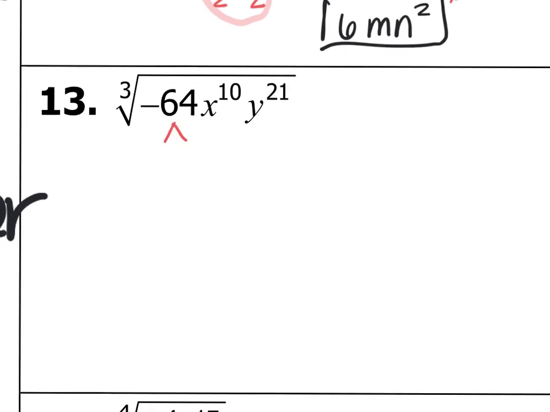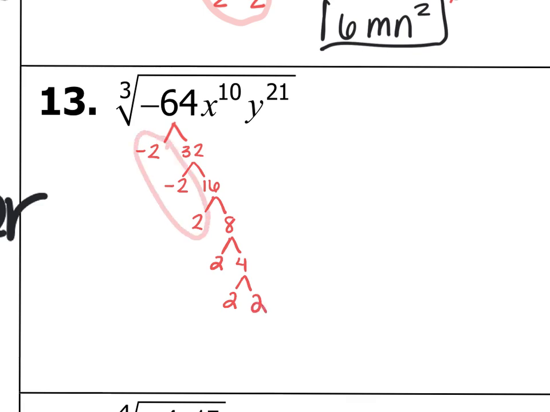Here I'm going to do another prime factorization, and I know that what I pull out is going to end up being negative. So if I do negative 2, that's 32. Another negative 2, that's 16, and so on. I need them in groups of 3. So outside of my radical, I'll have a negative 2 and a 2.